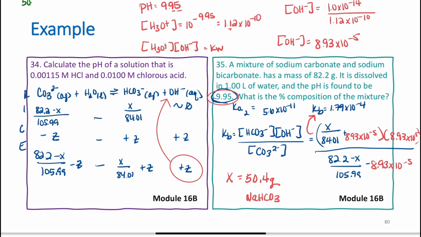That means I have 50.4 grams of sodium bicarbonate and 31.8 grams of sodium carbonate, which gives me 61.3% of the sodium bicarb and 38.7% of the sodium carbonate.